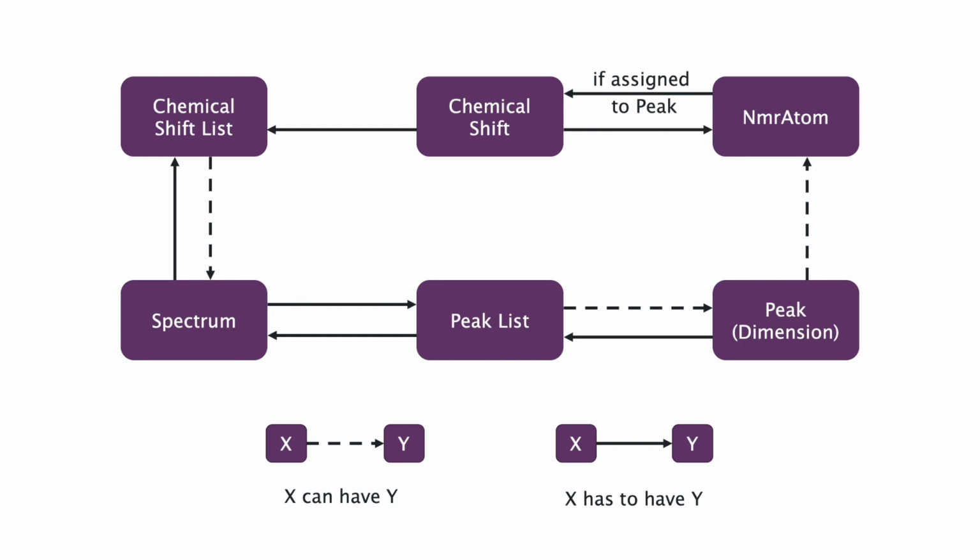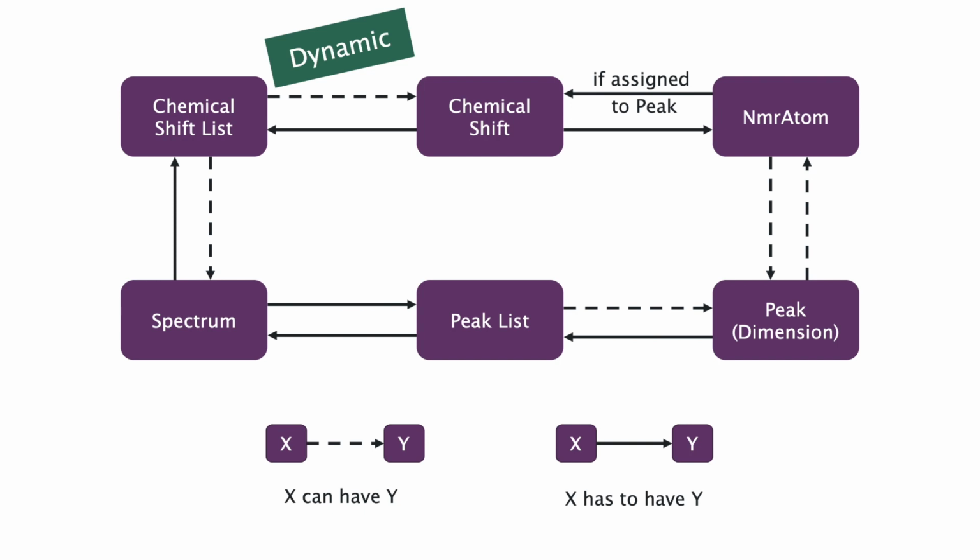Let's now just fill in a couple of other gaps in our diagram. An NMR atom doesn't necessarily have to be assigned to a peak. You can have unused NMR atoms in your project, that's fine. And a chemical shift list obviously doesn't have to contain any chemical shifts. It can be empty, as it is at the start of any new project before you've started picking peaks and assigning or labelling them. Now, in this situation we refer to the chemical shift list and the chemical shifts as being dynamic, because your chemical shifts will change as you assign and deassign peaks.